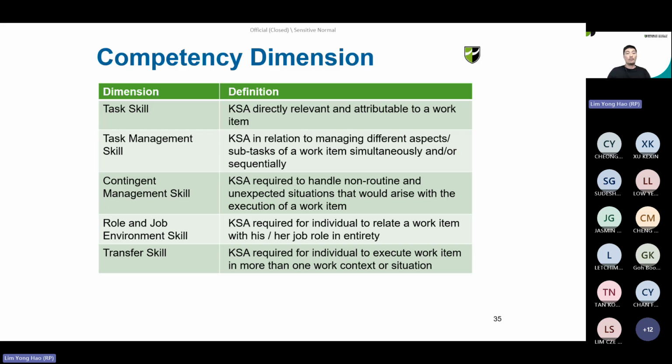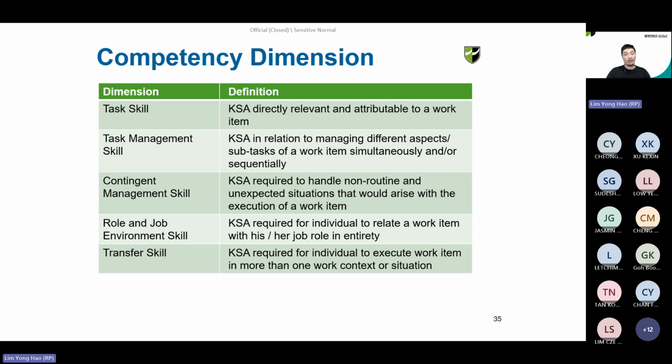The role and job environment skill is about how they work in a particular environment and with other people. Transfer skills are skills where you are good at looking at how people can move, working in one context, using the skill in one context, to move it to another context. So this is important, right?